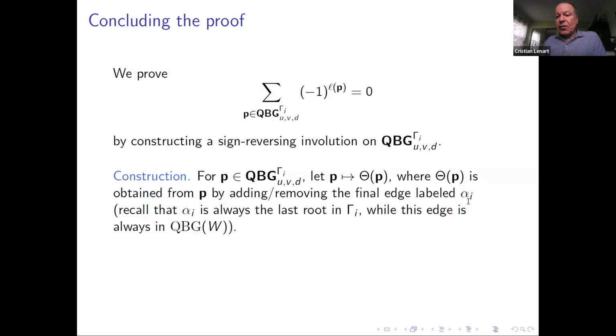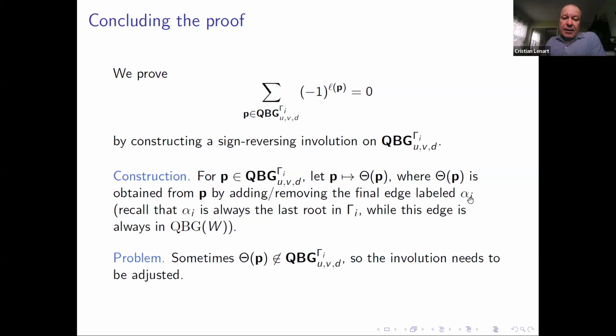If it doesn't involve it, you add it. If that edge is there, you remove it. So that's clearly an involution. And an edge labeled alpha_i is always an edge of the quantum Bruhat graph. That's a well-known fact. So we are fine.